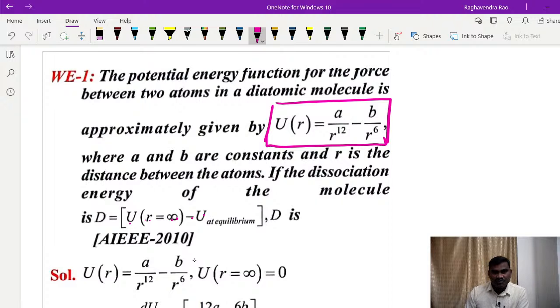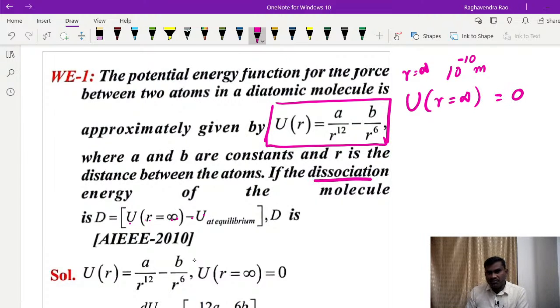If the dissociation energy of the molecule is asked, what they are giving is potential energy at R equal to infinity. Potential energy is nothing but interaction. Interaction will exist only when the two atoms are in the order of 10 power minus 10 meter. This is called atomic size. So when the two atoms are in the range of atomic size, only then will there be an interaction between them. When R is greater than 10 power minus 10 meter, there is no interaction. That means potential energy at R equal to infinity will be equal to 0.